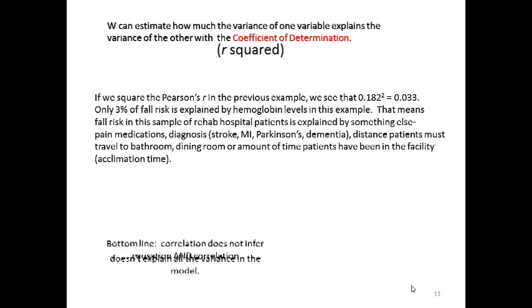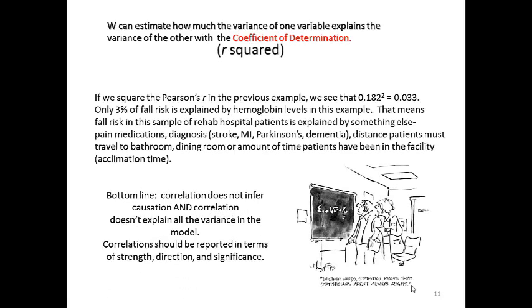We can estimate how much of the variance of one variable explains the variance of the other with the coefficient of determination, or we square the R. So if we square the Pearson's R in our previous example, we see that 0.182 squared is 0.033. Only 3% of fall risk is explained by hemoglobin levels. That means fall risk in this hospital must be due to something else.